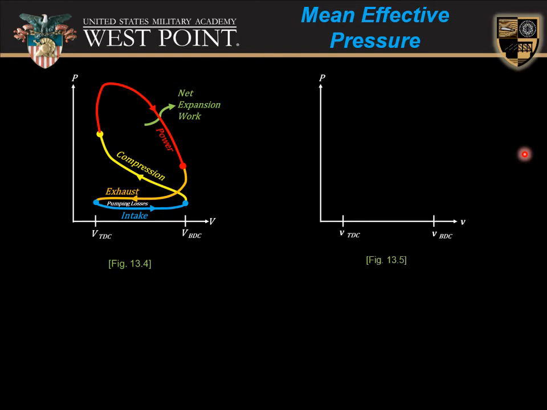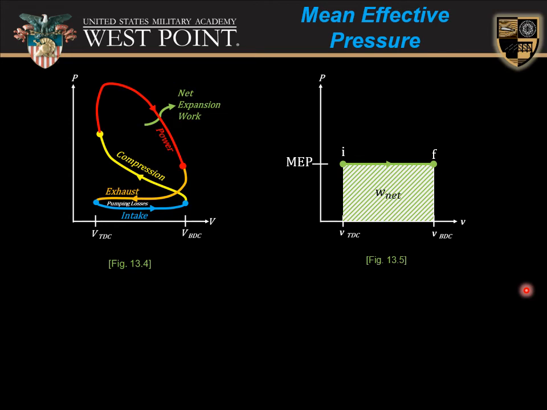So let's draw the same PV axes, except we're going to use specific volume in this case. And I'm going to have my specific volume top dead center, my specific volume bottom dead center. I'm going to draw some vertical lines coming up from that. And there is some hypothetical mean effective pressure when I go from the initial step of the process of the cycle to the final step. The area under that curve would represent the net work, in this case, the specific net work.